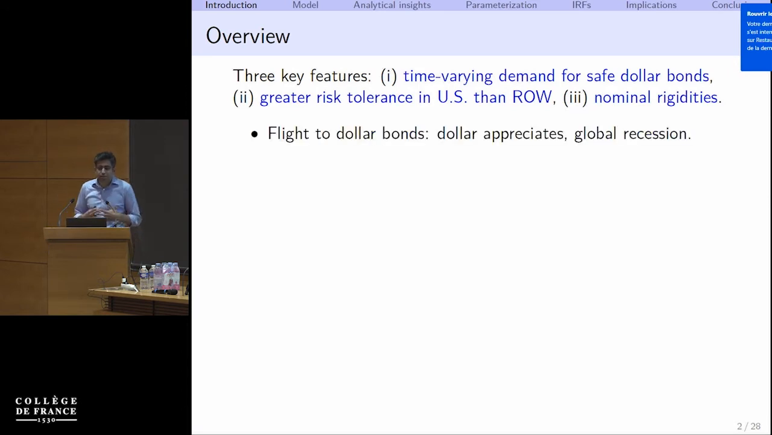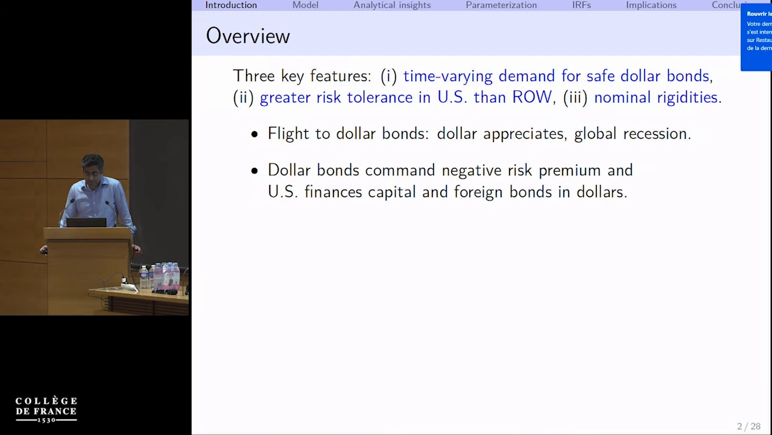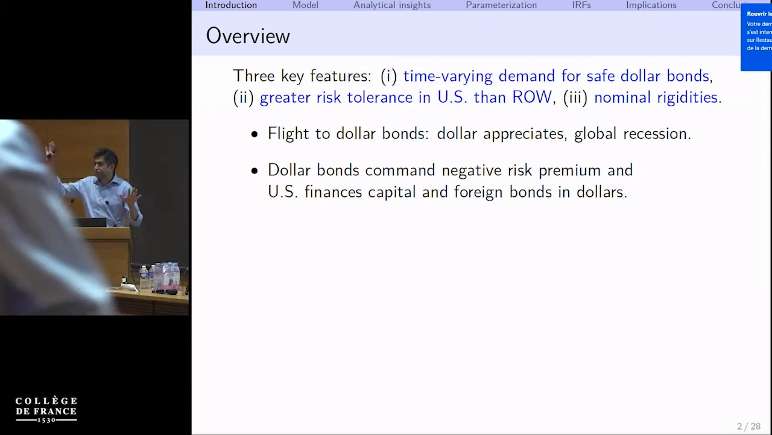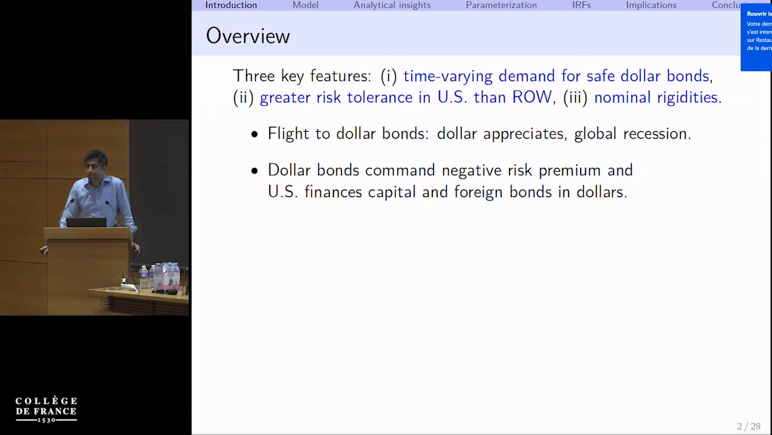The first key insight of the paper is that a flight to safe dollar bonds simultaneously generates an appreciation of the dollar in the foreign exchange market and a Keynesian global recession. Ex ante, that means that dollar bonds are a hedge. They appreciate in bad times. That means that dollar bonds command a negative risk premium, as in you are willing to earn low expected returns relative to foreign assets to hold dollar bonds because they appreciate in bad states of the world.